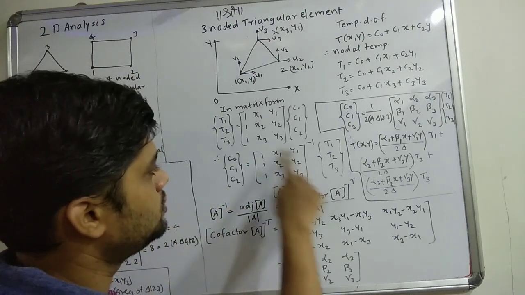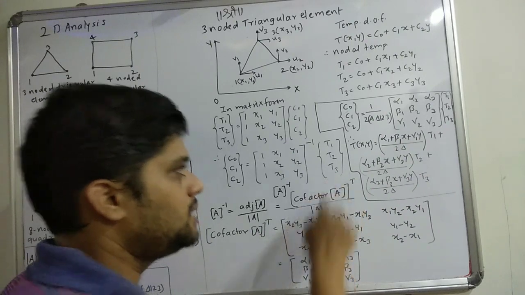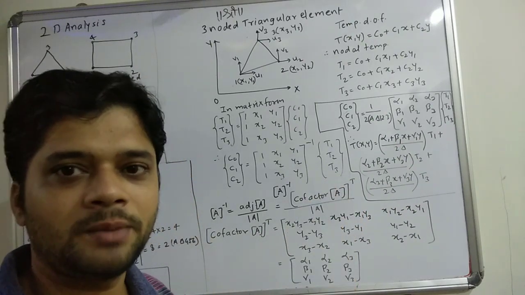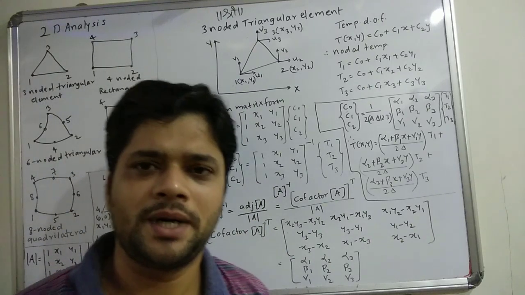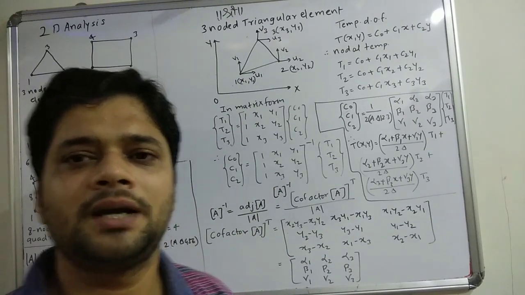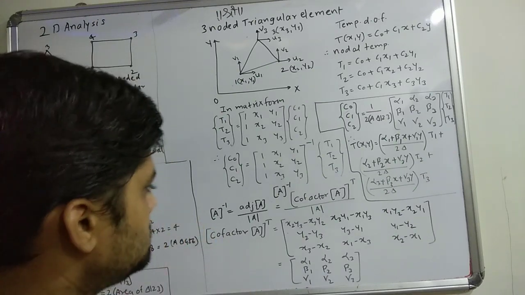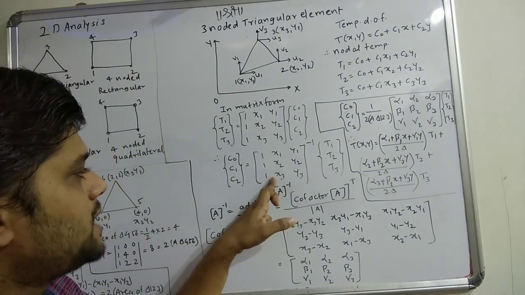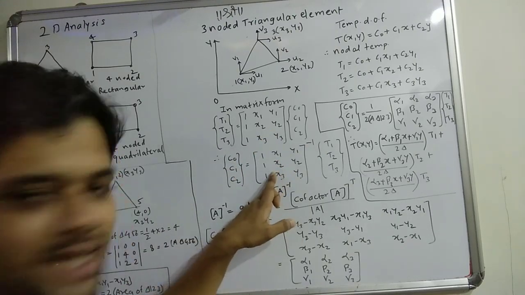C0, C1, C2 equal to the inverse of this matrix multiplied by T1, T2, T3. Now, how to find the inverse of a matrix? For finding the inverse of a matrix, we'll use a known formula. Let us call this matrix A, and this becomes A inverse.